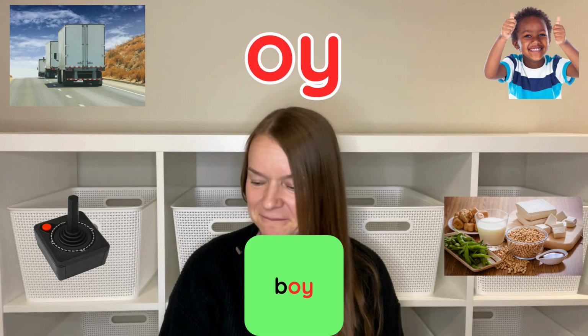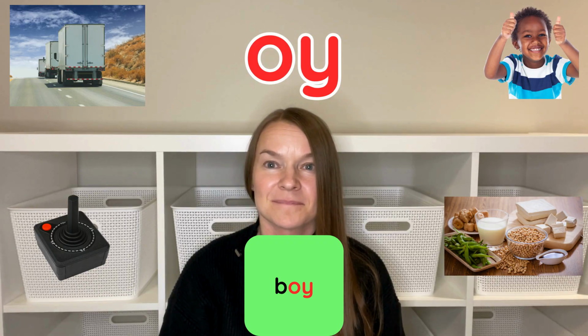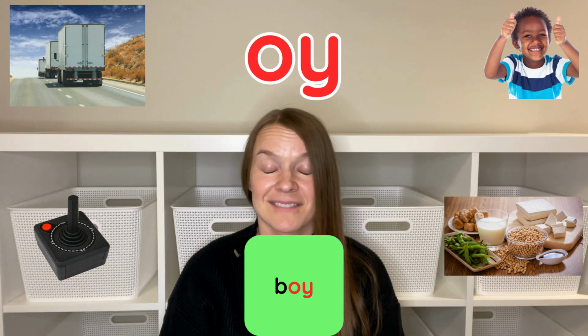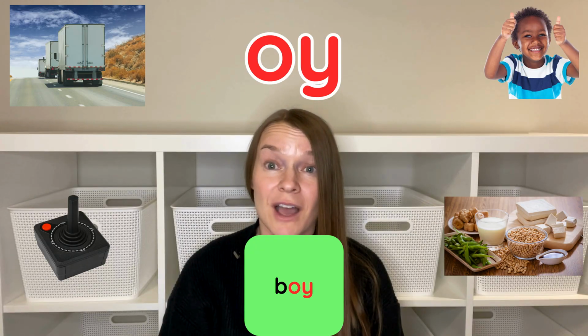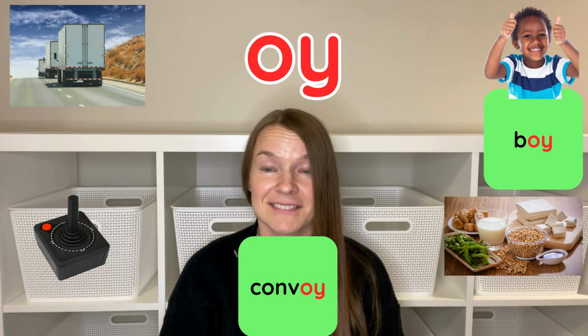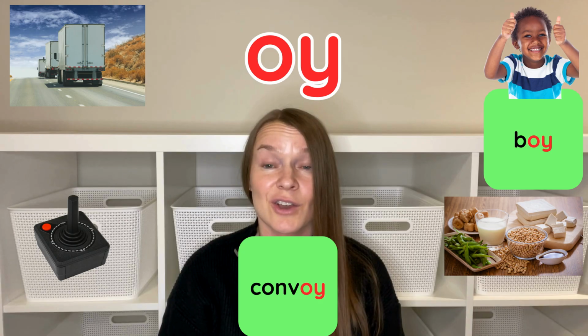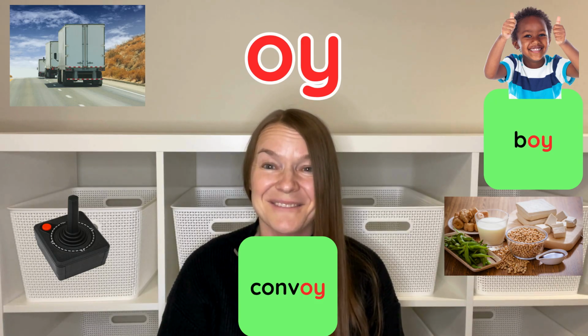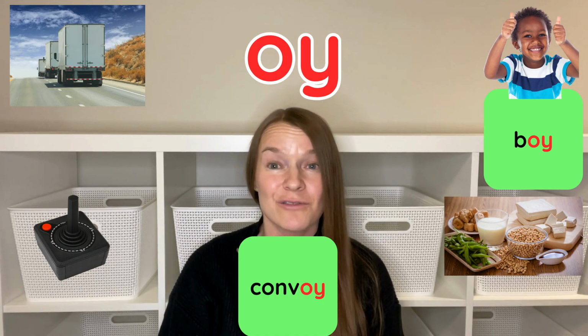What does this say? B-oi. Boy. So we'll put it with the picture of the boy. What does this say? Convoy. Convoy. Yeah, let's put it with the picture of the convoy.